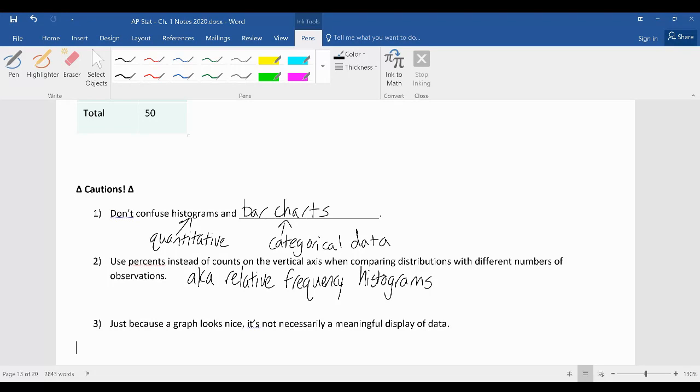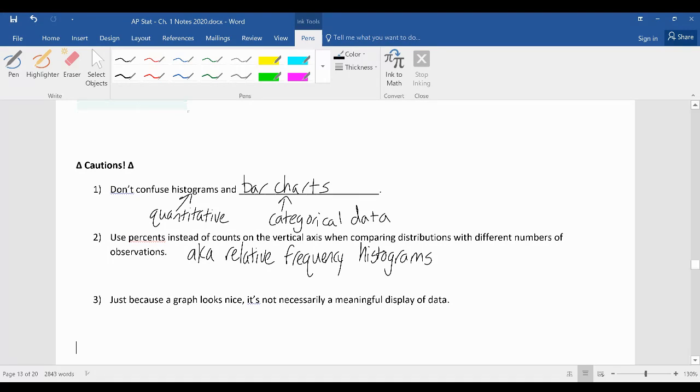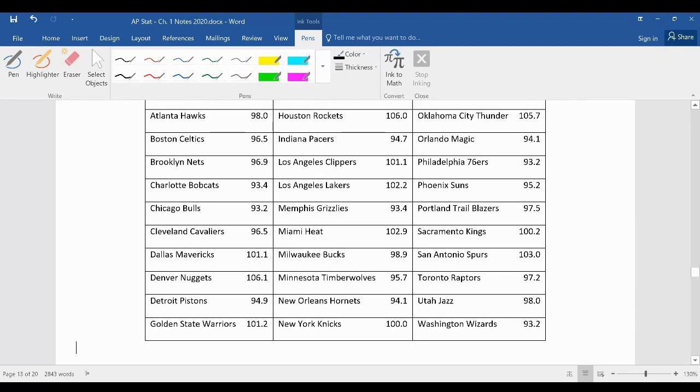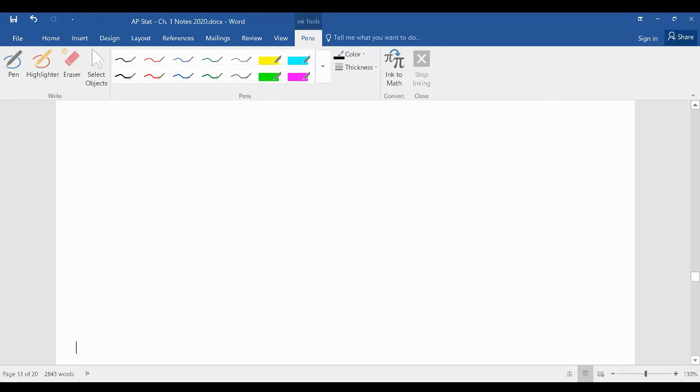Use percents instead of counts on the vertical axis when comparing distributions with different numbers of observations. This is what's called a relative frequency histogram. Remember, percentages are always better to use when we're making a comparison. Just because a graph looks nice is not necessarily a meaningful display of data. Remember that. There's one more set of data here dealing with the NBA teams. We'll go through this and create the histogram in class.